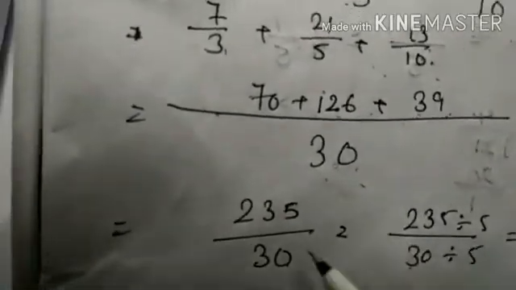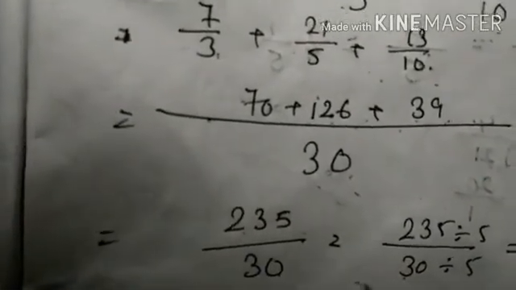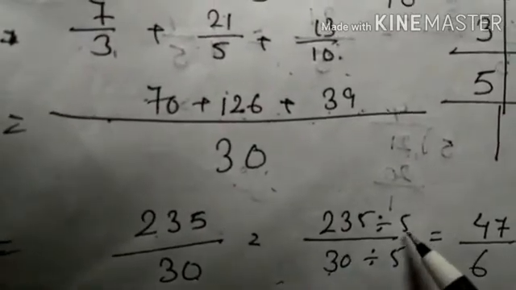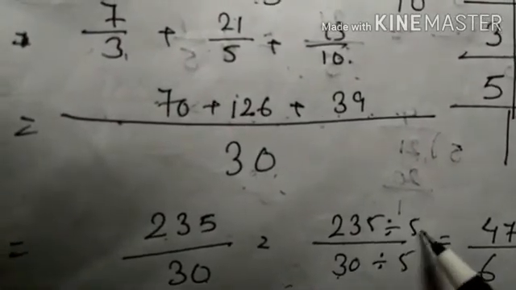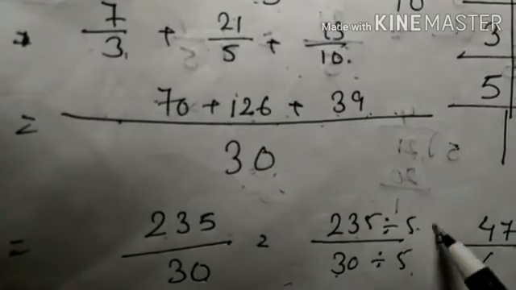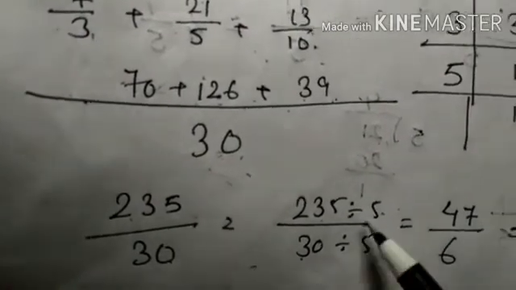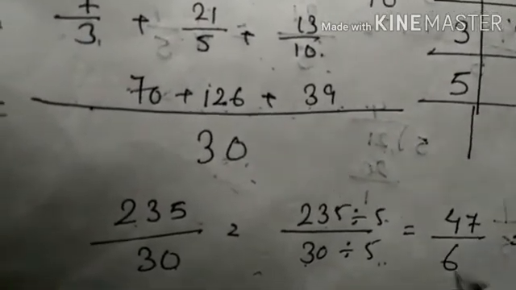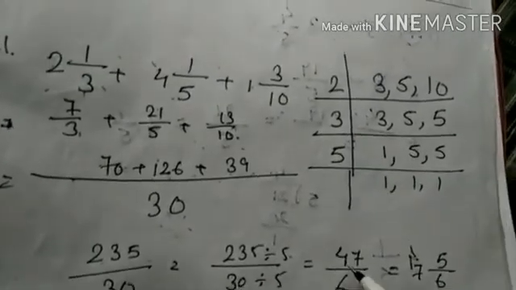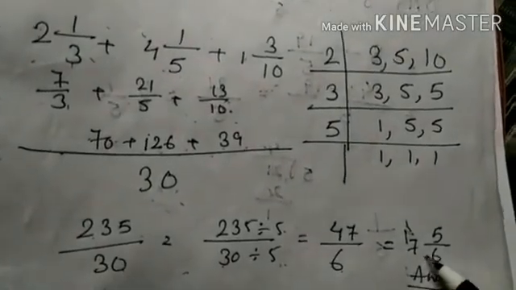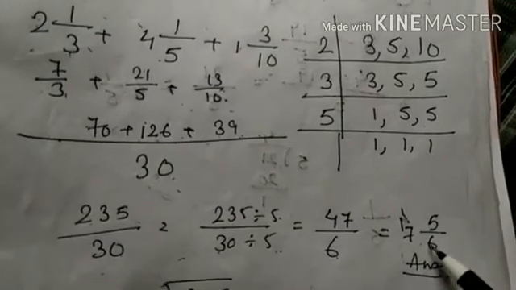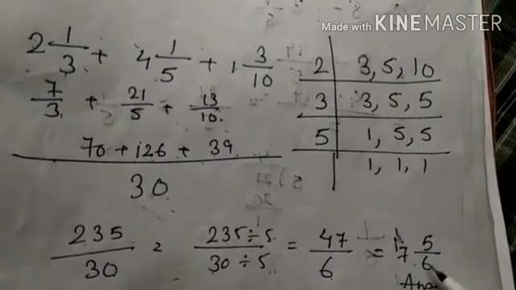Now 235 by 30 will get divided by 5 in the numerator as well as the denominator, by the same number. So 47 by 6. So convert the improper into a mixed fraction. So here 7 5 by 6.